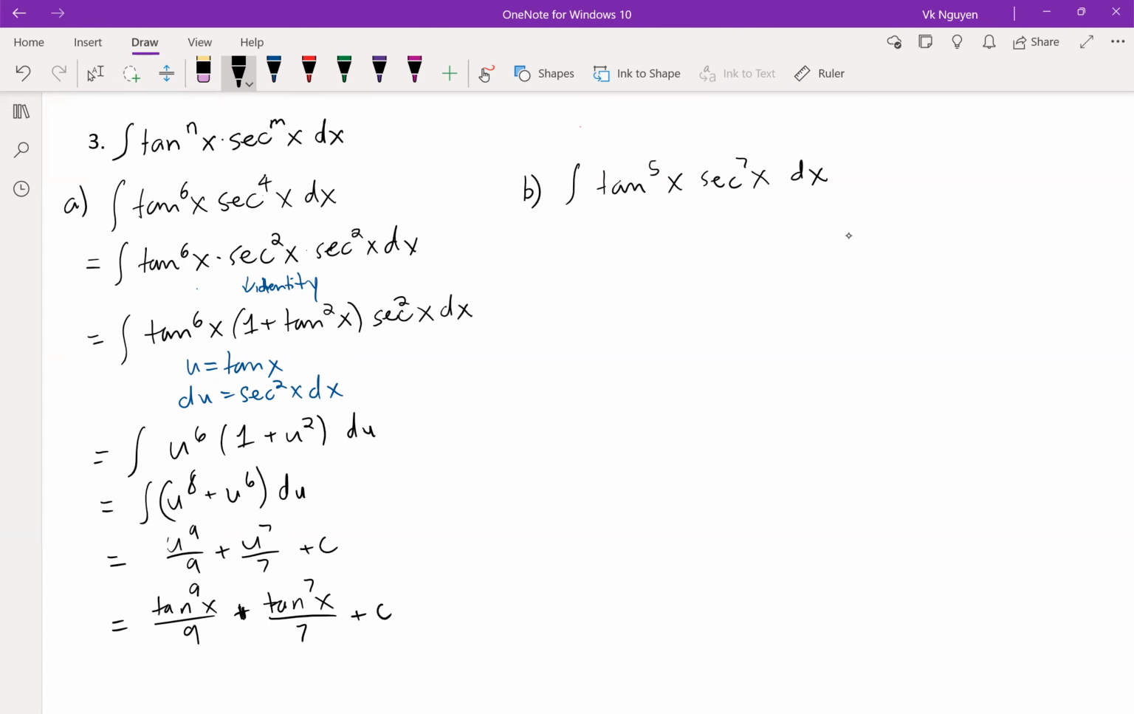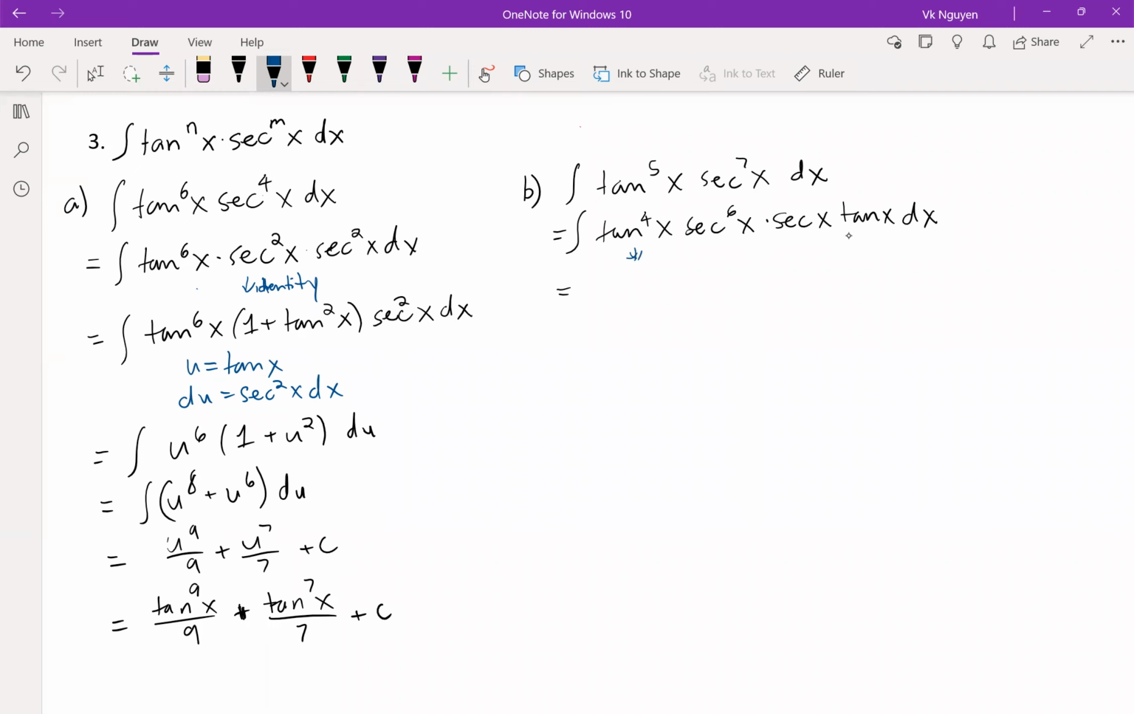Now, in order to use the identity, we can rewrite this as tangent to the 4x secant to the 6x times secant x tangent x dx. Well, the derivative of secant x is secant x tangent x, so we need to rewrite everything in terms of secant x. Okay, use the identity on tangent.